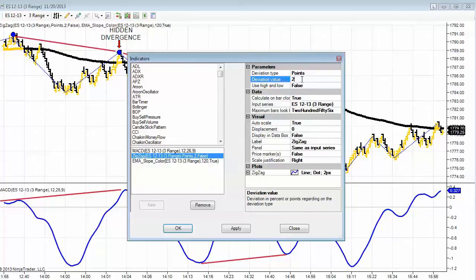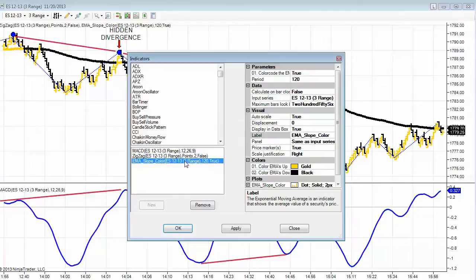Now I've got the deviation value in our template set to 2. It's a little higher than the normal value. I think it's 0.5. But you can see the effect of changing the number to make it higher, giving us larger swings to examine and analyze. Changing the number to make it lower gives us smaller swings and smaller legs to work with. So that's one of those indicators you can see an immediate change with when you change that value.